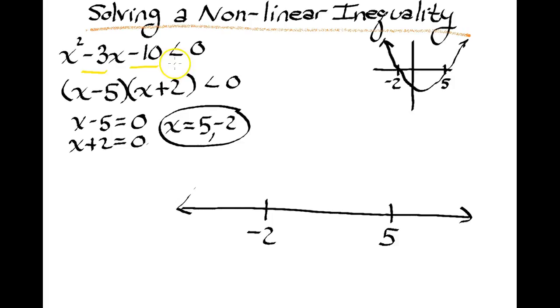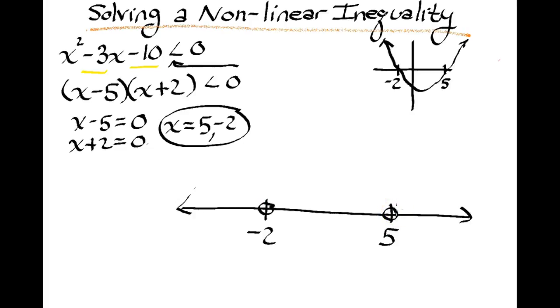The next thing I do is I'm going to take a look at this inequality symbol right there. It says that my values must be less than 0. They can't equal 0. They have to be less than 0. So I know when I solve the related equation that the 5 and the -2 make this equal to 0. So since I can't have equal to 0, I'm going to put open dots on those.